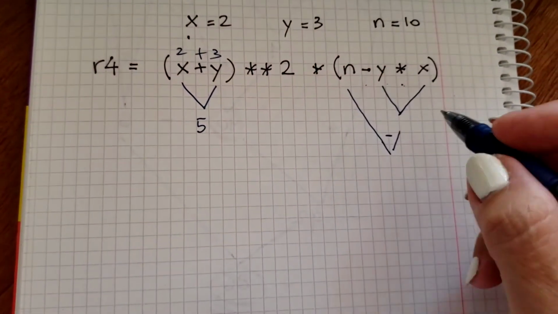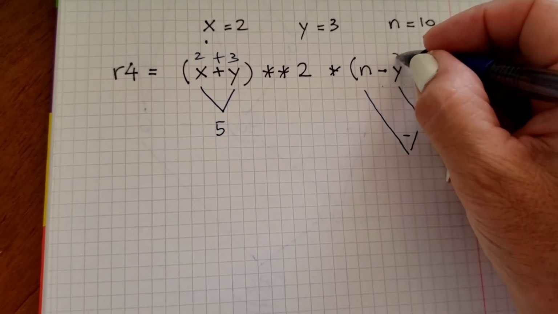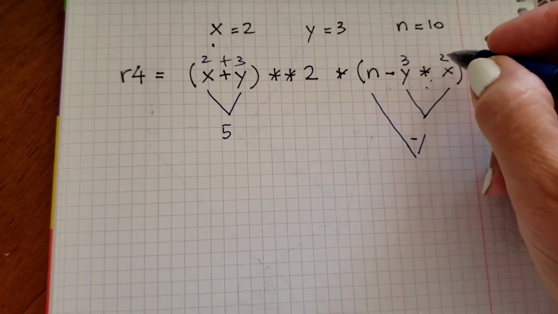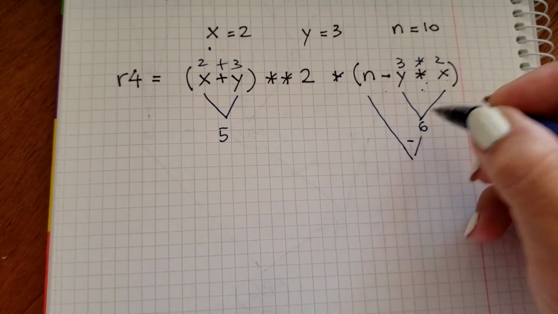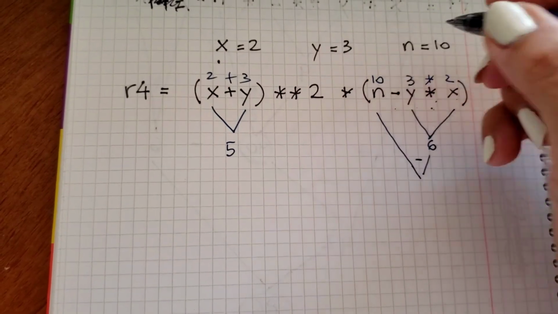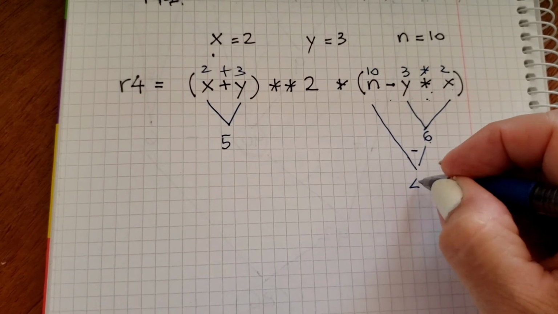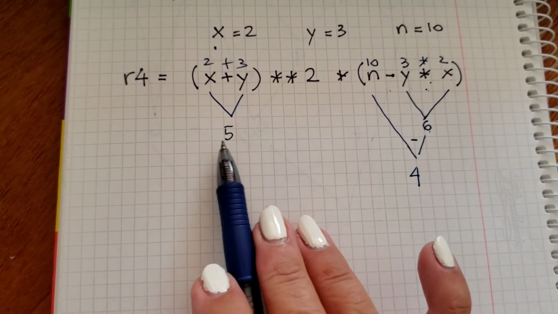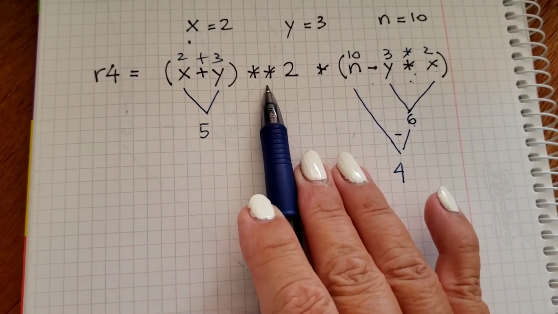Okay. Then we have to do the multiplication first. Y is 3, x is 2, and we multiply them together. So that will be 6, because 3 times 2 is 6. And then n is 10. So we're going to do 10 minus 6, which is a 4. Okay? And now we go back to the beginning and we see if there's any exponent. And there is. The first exponent is here.